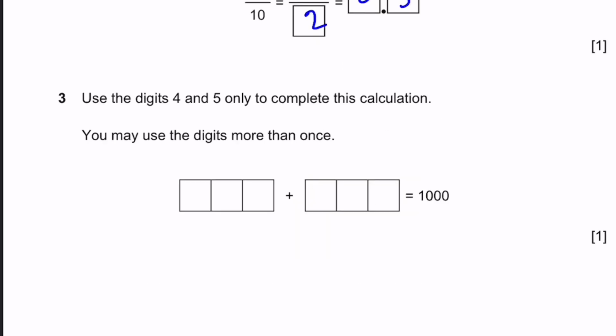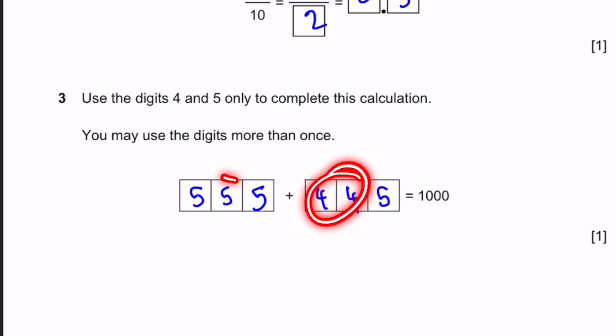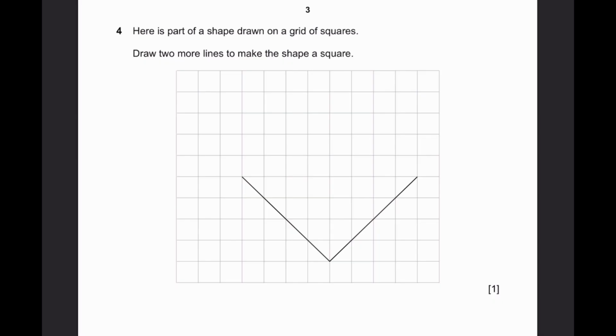Question 3. Use the digits 4 and 5 only to complete this calculation. You may use the digits more than once. We can do it like this. 555 plus 445 is equal to 1000. We can swap the positions of the first 2 digits. It doesn't matter. So there should be 1, 5 and 1, 4 in the hundreds place, 1, 5 and 1, 4 in the tens.